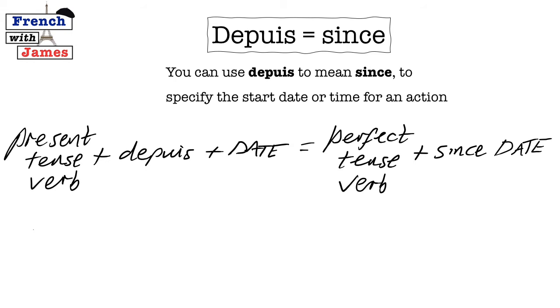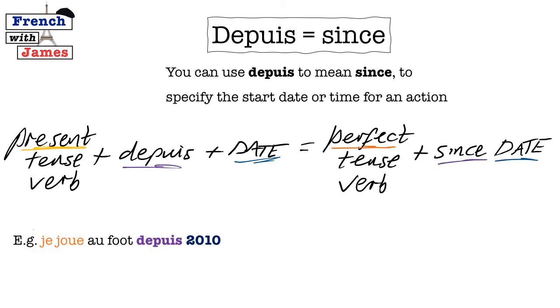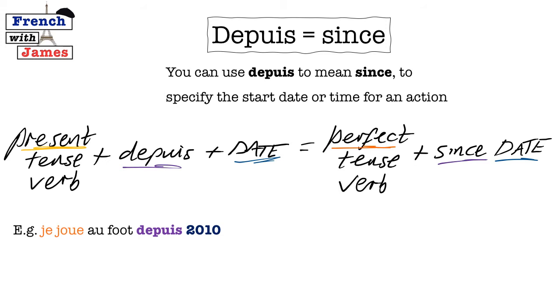So it takes a bit of getting your head around this one because the tenses aren't the same in the two languages. Par exemple, je joue au foot depuis 2010. So je joue, I play football since 2010. In English, that becomes I have played football since 2010.